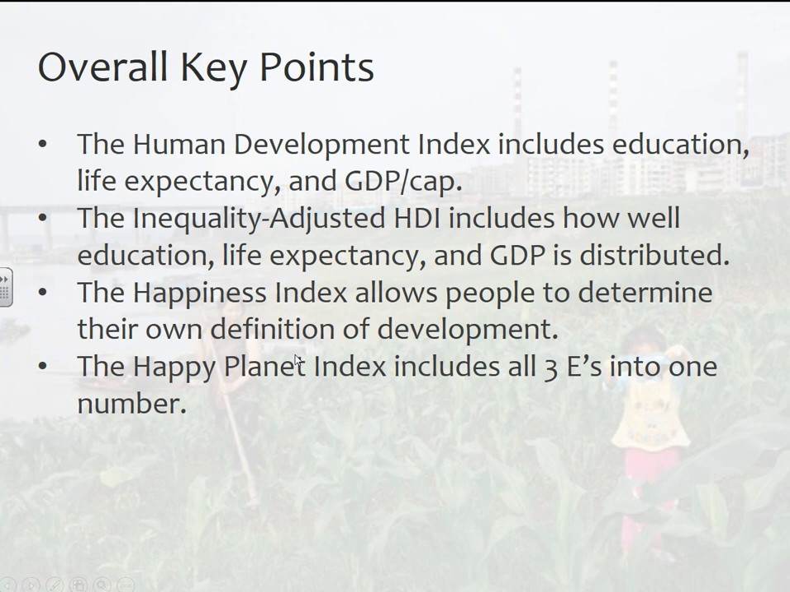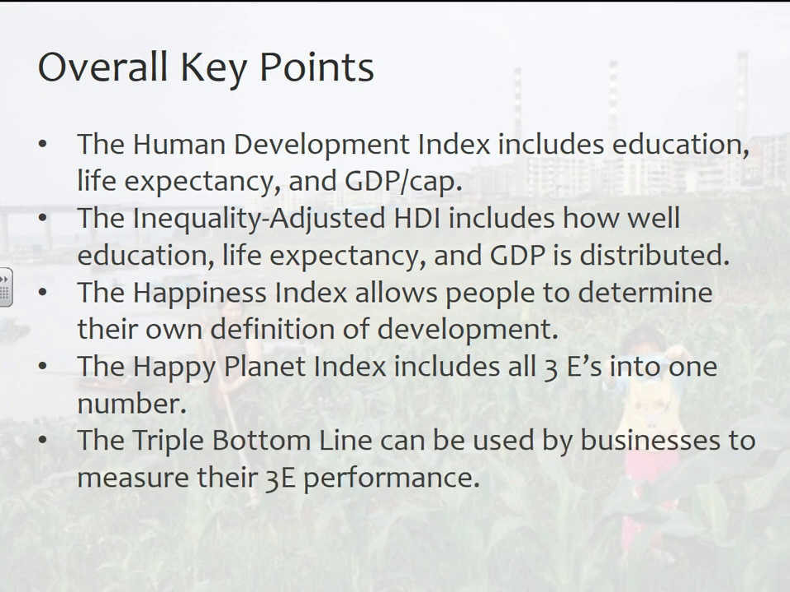Now the Happy Planet Index includes all three E's in one number. It's, I would say, a little bit arbitrary, but it does at least integrate the ecological footprint, which addresses another aspect of sustainability. Then you have the triple bottom line. There are companies out there that are triple bottom line businesses, but this is pretty well known in the business and sustainability world as a way to measure their three E performance. Okay, and that's it for this lesson.